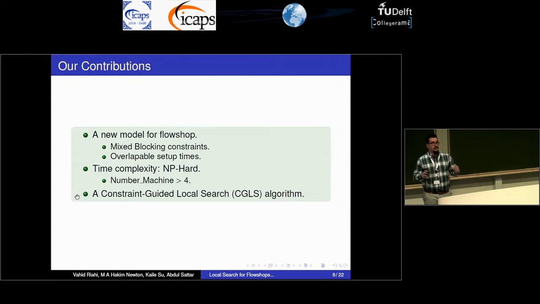It's n factorial, where n is the number of jobs, and in this paper we consider 100, 200, and 500 jobs. So the search space would be 100 factorial, 200 factorial. For this reason, we propose a local search algorithm for this problem. But we propose a constraint-guided local search algorithm. I will explain what constraint-guided local search means.